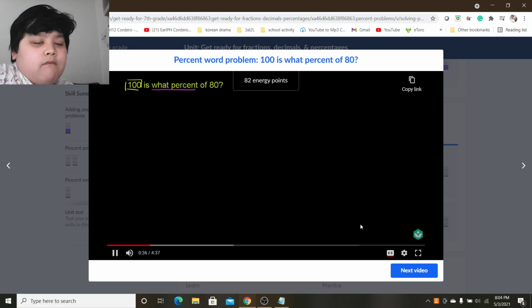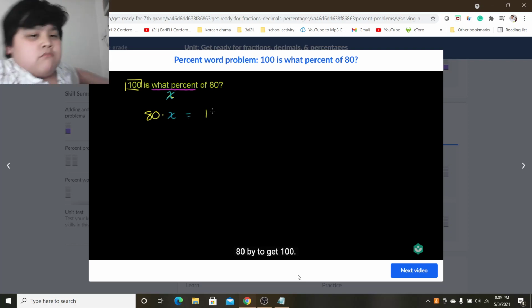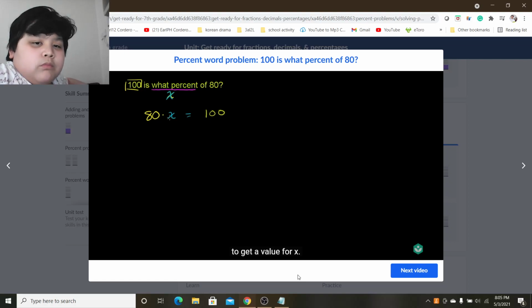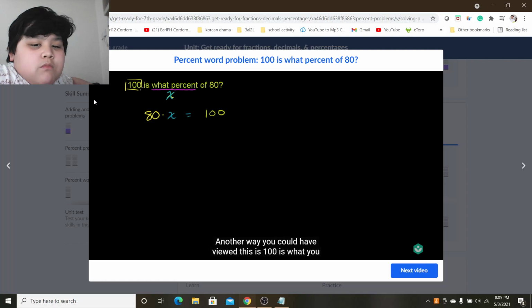So let's view it this way. We have 80. If we multiply it by something, let's call this something x. If we multiply 80 by something, we're going to get 100. And we need to figure out what we need to multiply 80 by to get 100. And if we just solve this equation as it is, we're going to get a value for x, and what we need to do is then convert it to a percent. Another way you could view this is 100 is what you get when you multiply what by 80. And then you would have gotten this number, and then you could convert it to a percent. So this is essentially the equation, and now we can solve it.